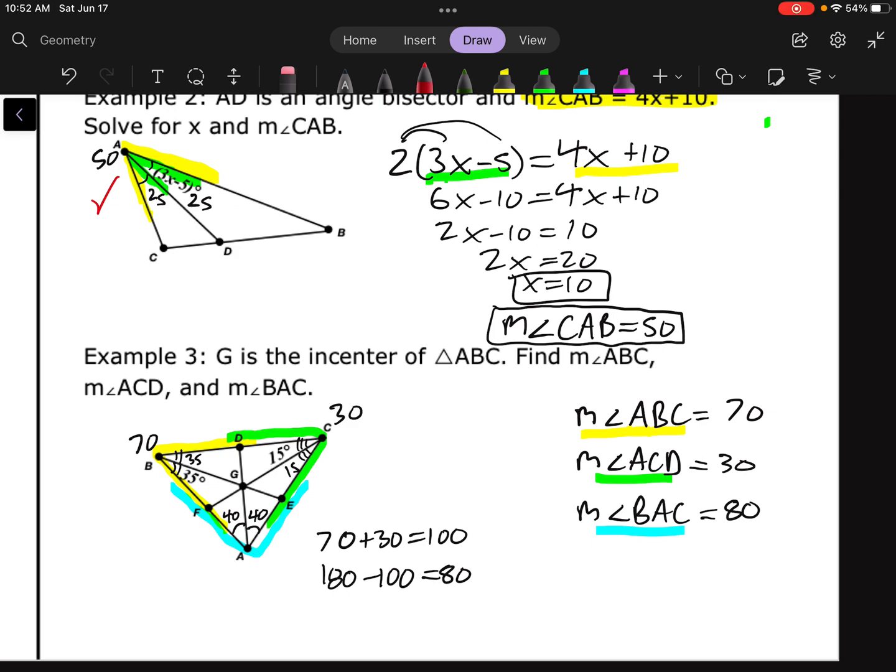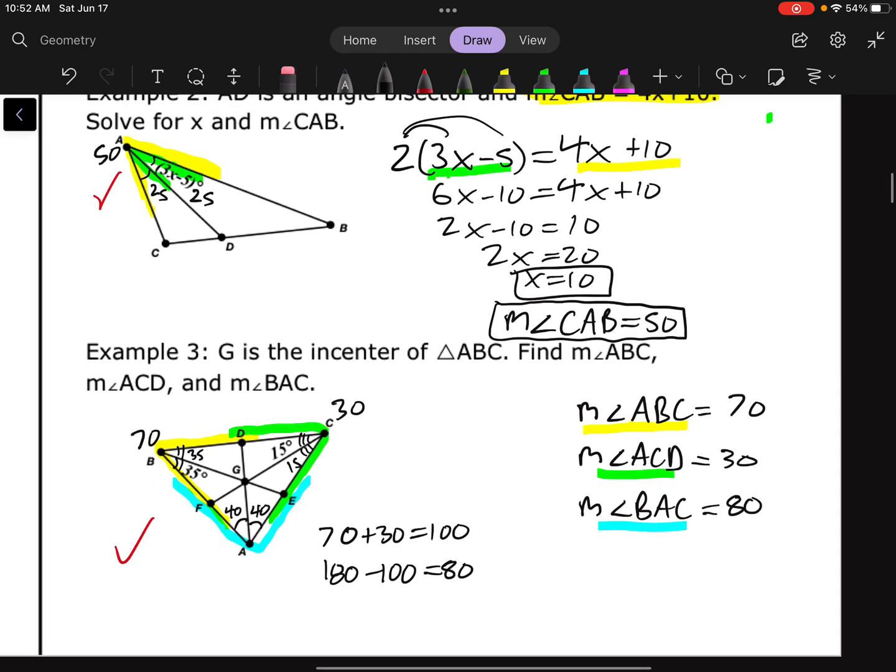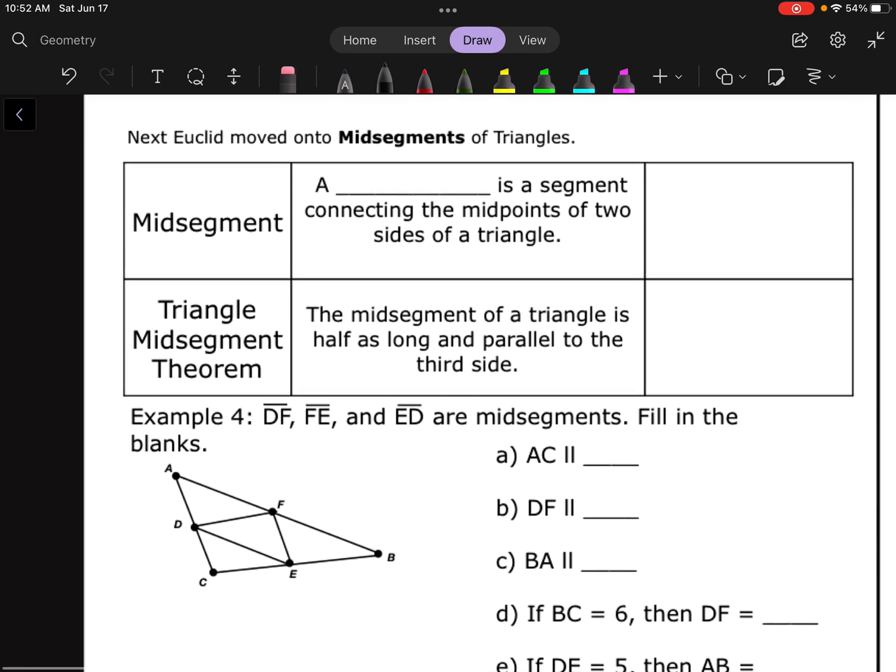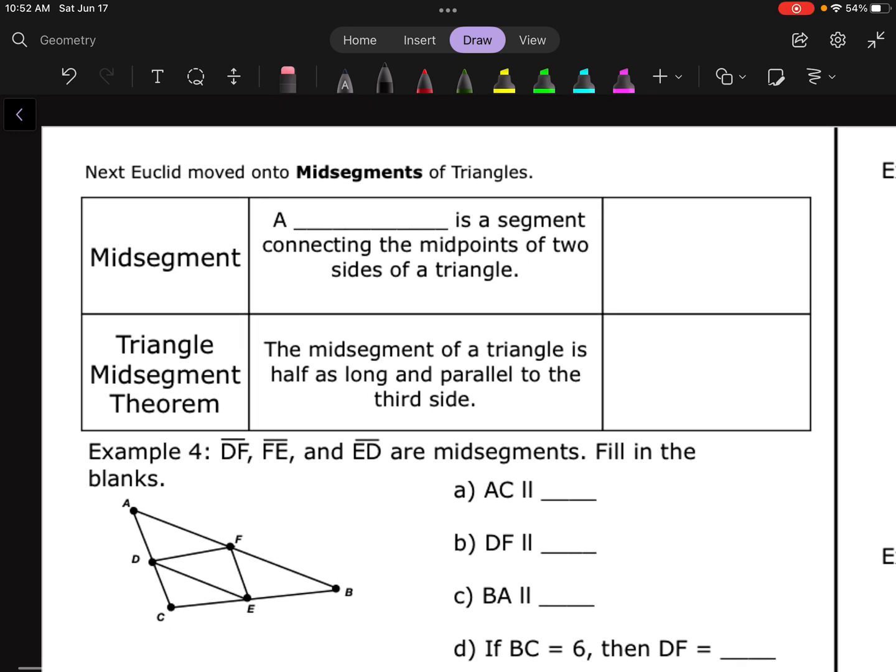Okay, and that all works, right? That all those add up to be 180. So I'm going to give myself a check mark because I checked it. All right, so angle bisectors. That's a wrap. Let's go to the inside here where it says next Euclid moved on to midsegments of triangles.